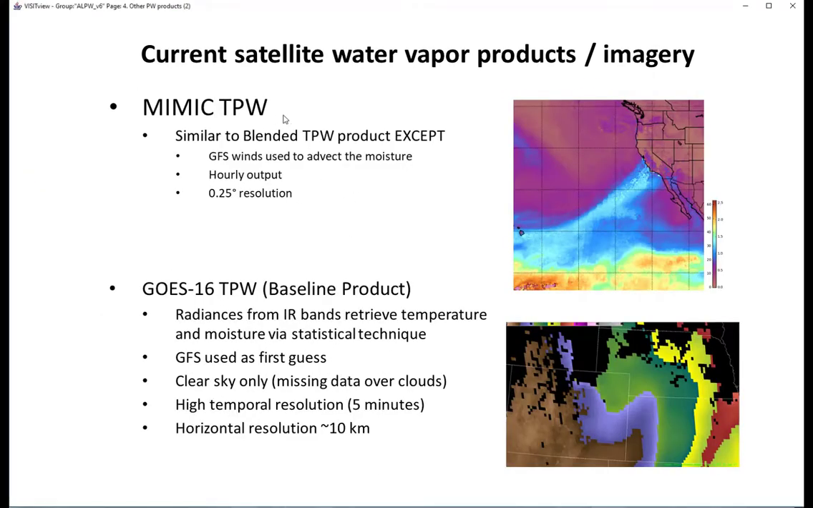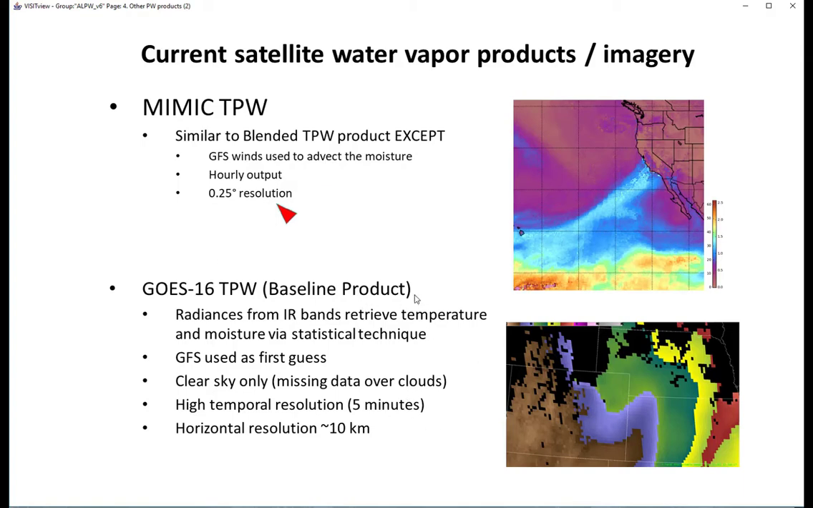Another product that's available from SSEC, the MIMIC TPW product, looks like this, and it's similar to the blended TPW product that we looked at, except it does make use of GFS winds to advect the moisture. It's available at hourly output and at quarter-degree resolution.